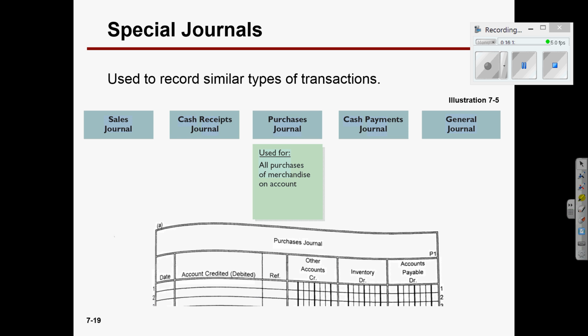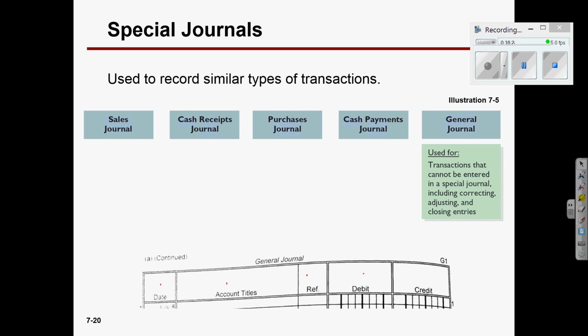The purchases is like the cash payments journal. The sales is like the cash receipts journal. It's just how is it being paid for? On account or with cash? General then is everything else. If it doesn't fit in any of the other journals, it would go to general. Adjusting and closing entries would go into the general journal. It's kind of like the leftover space.